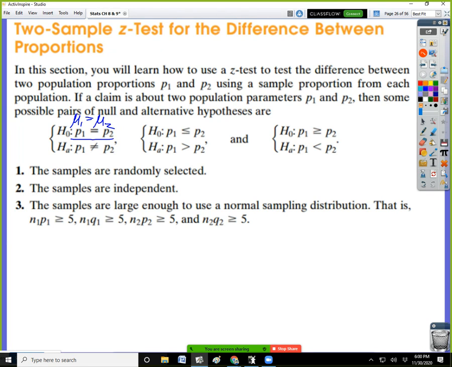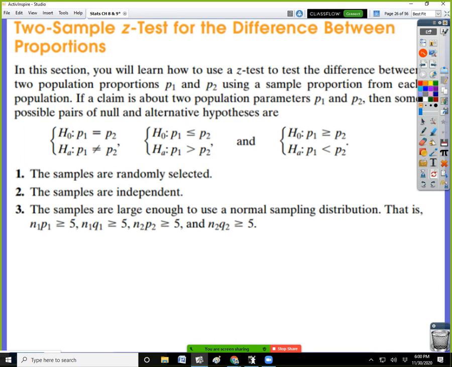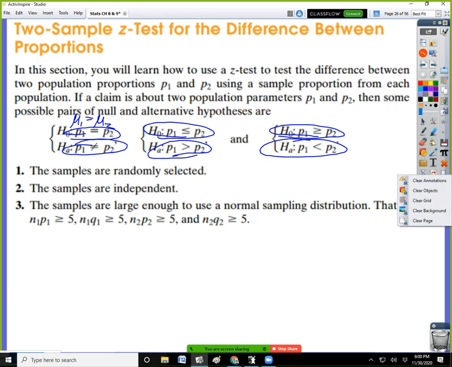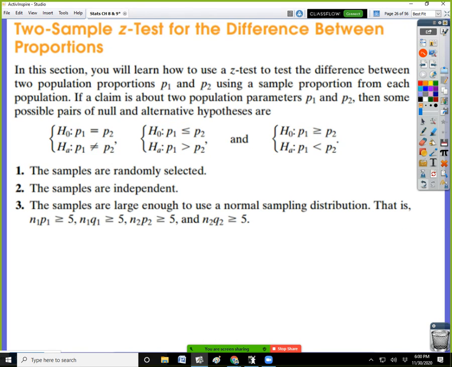So it's still, they're equal, they're not equal. Less than or equal to, greater than. Greater than or equal to, strictly less than, okay? So it's really the same exact kind of thing we're doing. We're just applying it a little bit differently, okay?